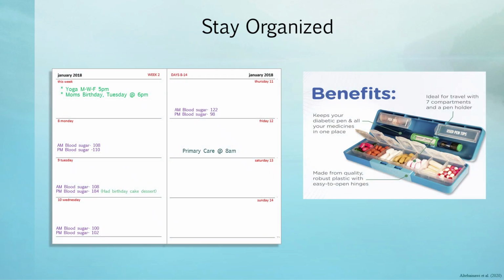One last way to manage type 2 diabetes is to simply stay organized. You could keep a weekly planner, and I show you here where I document when I'm going to go to yoga, when I have a birthday party, and then you can see on Tuesday the 9th where I put my blood sugars in. The PM blood sugar was a little bit high, and so I documented there that I had some birthday cake that day.